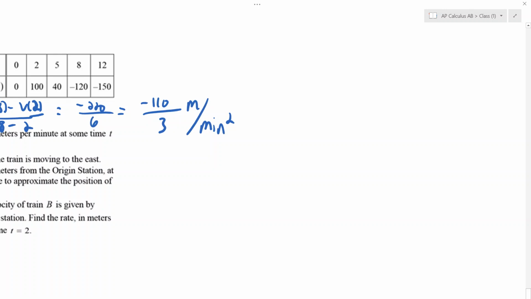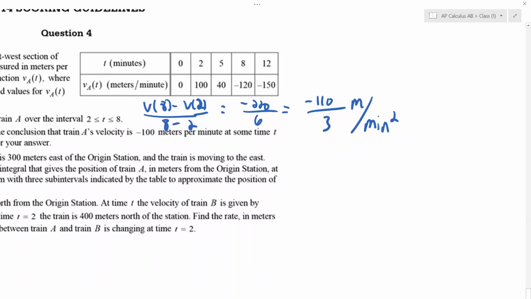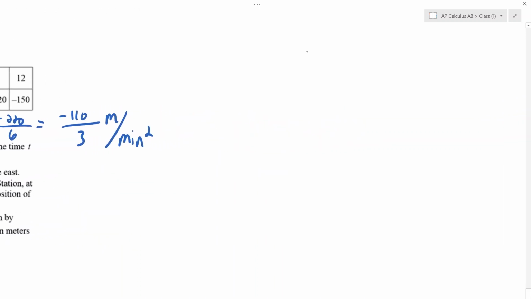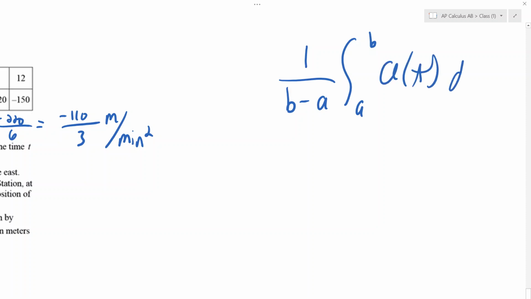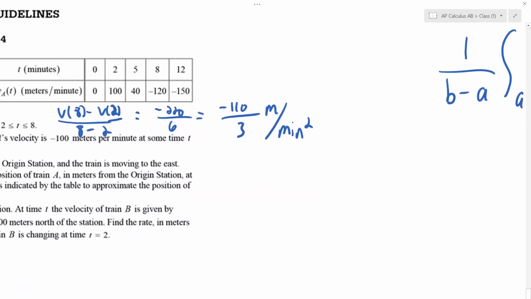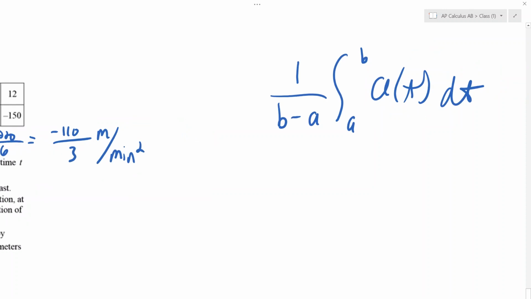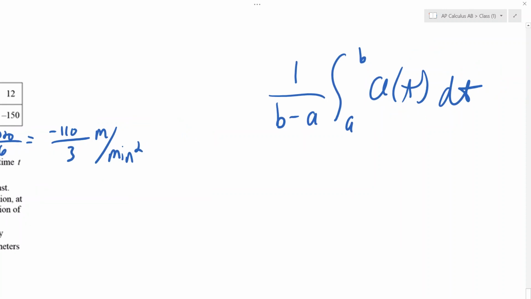Real quick, while we're thinking about it, there are two ways to find the average acceleration. One of them is the average rate of change of velocity, which is what we just used. The other way is to find the average value of acceleration. You should use the one that you have the function for. Since we had velocity, we use the average rate of change of velocity. But if we had acceleration, we would do the average value of acceleration. They both spit out the same exact number.